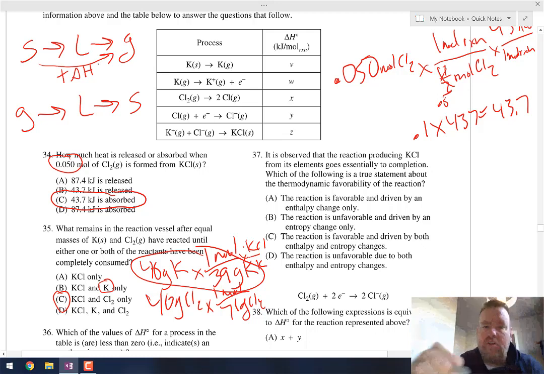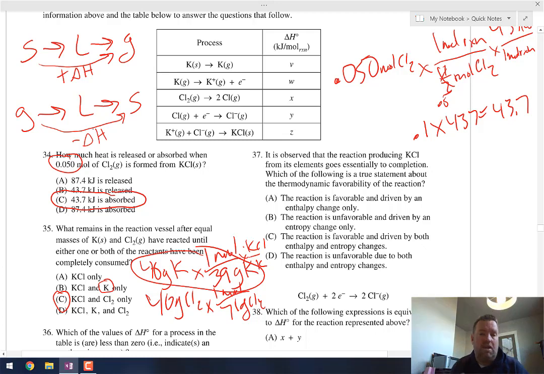Okay, the reverse is also true. Anytime you go from a gas to a liquid to a solid, or straight from a gas to a solid, you are releasing heat to do that. Think about water to ice. You've got to get rid of heat to do that. That is an exothermic process. So this one's positive.